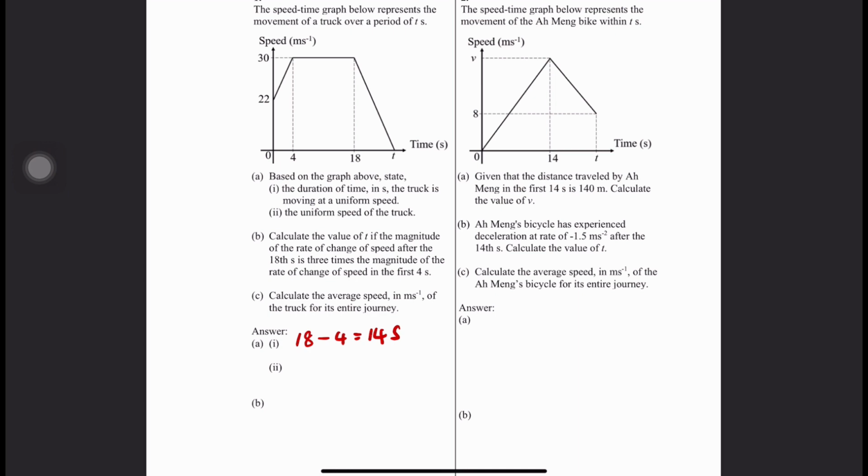Okay. And then number 2, the uniform speed of the truck. Okay, uniform speed dia adalah 30 meter per second. Okay, simple. Okay, next B.